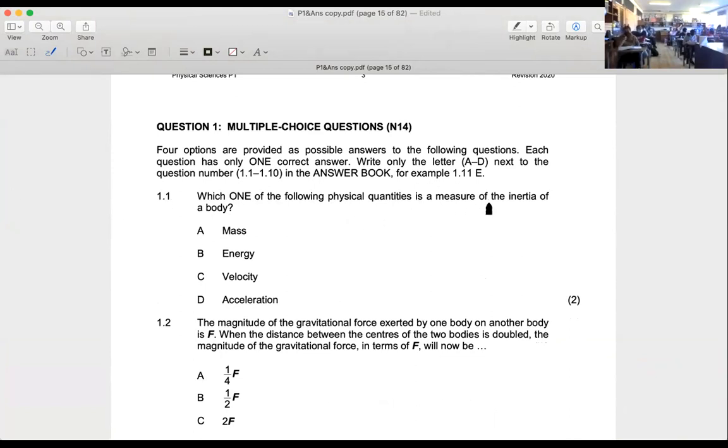Which one of the following physical quantities is a measure of the inertia of a body? Okay, which of these is most likely to be a measure of inertia? Inertia is the thing that wants to stop motion or keep you going. So inertia is normally what prevents an object from moving. So anyone think it's mass? Would inertia and mass be the same thing? Would a guy with a lot of mass have a lot of inertia? And the answer is yes. Inertia and mass are the same thing.